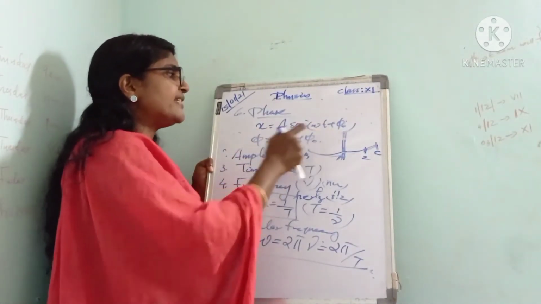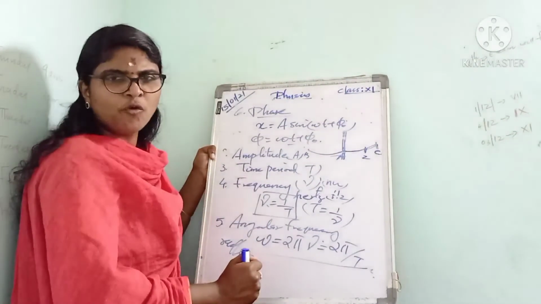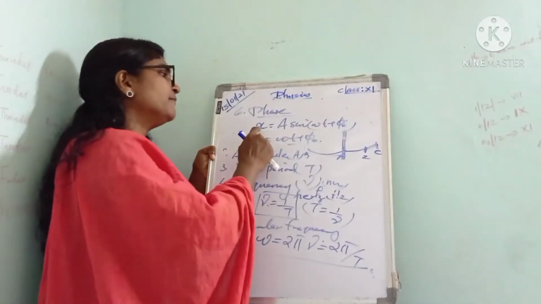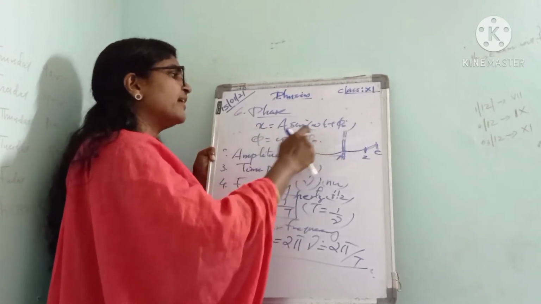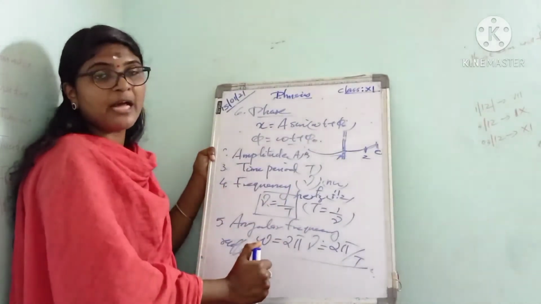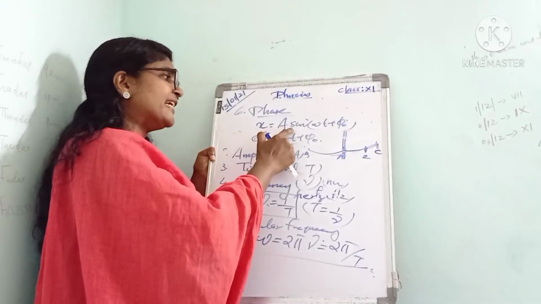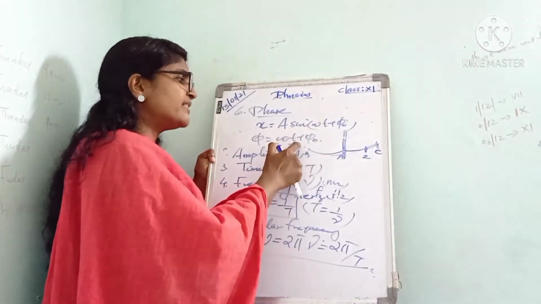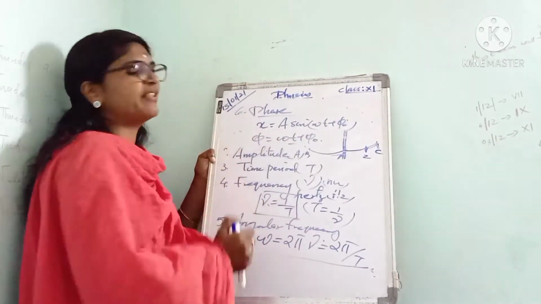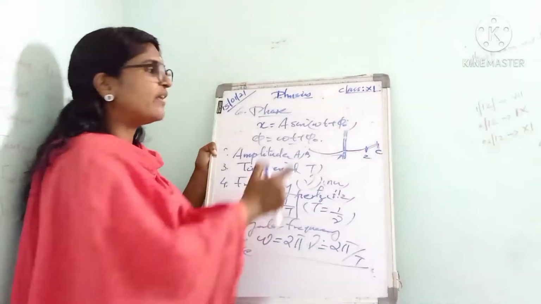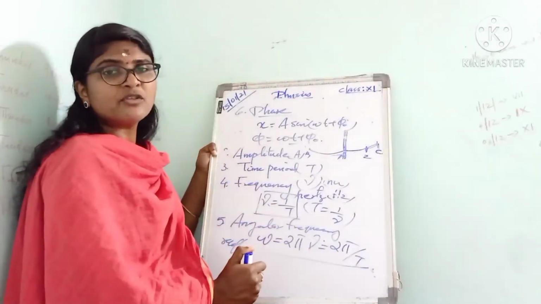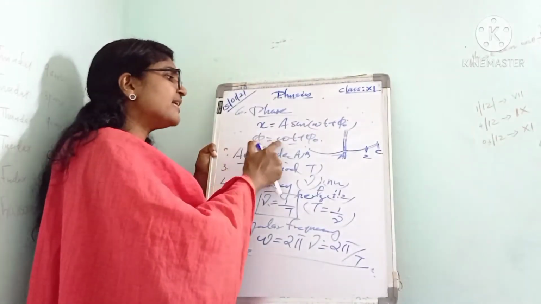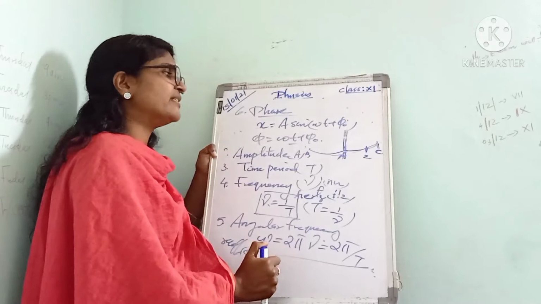Okay, actually the displacement in simple harmonic motion can be represented as x equal to a sine(omega t plus phi 0). That is the general expression for displacement of a particle in simple harmonic motion, where omega t plus phi 0 is the phase of the particle. That is, phi is equal to omega t plus phi 0.